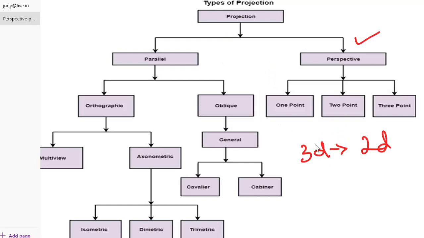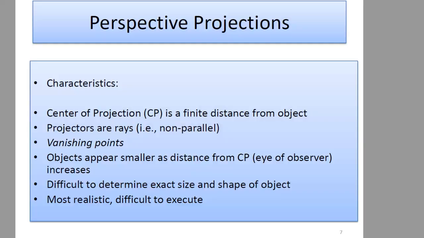Now we have what is called a 2-point perspective. So what is a 2-point perspective? If we get back to this slide which we were seeing last time, in the perspective projection we have a center of projection, which is at a finite distance from the object, and the projectors are the rays, and they are not parallel, and they vanish into a point called the vanishing point.